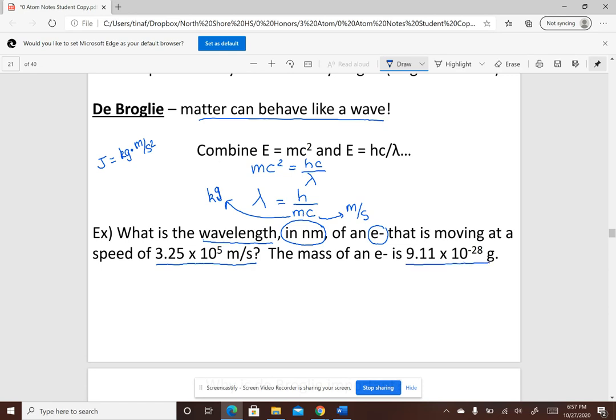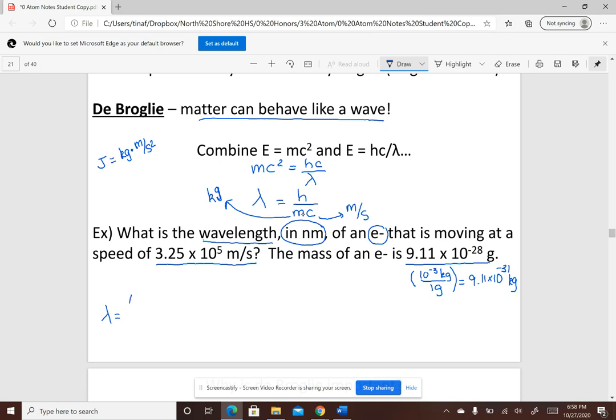So of course they're giving me the mass in grams, and I know that the conversion factor is that there's 10 to the negative 3 kilograms in 1 gram. So if you guys pause right now and take your calculator and do that number times 10 to the negative 3, everybody try it out. You should get 9.11 times 10 to the negative 31 kilograms. Okay, so now that I have everything in the right unit, I can go ahead and start plugging stuff in.